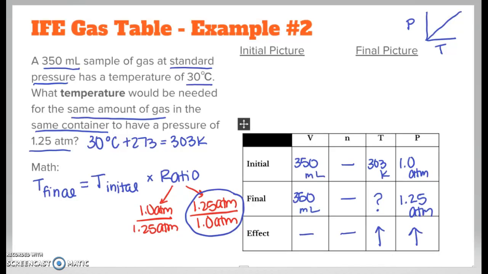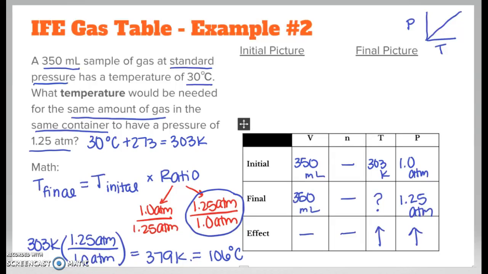So to find our final temperature, we're going to take our initial temperature, 303 Kelvin, and we're going to multiply it by 1.25 atmospheres divided by 1 atmosphere. When you calculate that all out, we get 379 Kelvin. If you want to report your answer in Celsius, all you have to do is subtract 273 from that. So then the equivalent Celsius temperature is 106 degrees Celsius. And we got that by subtracting 273. But 379 would be our new Kelvin temperature.